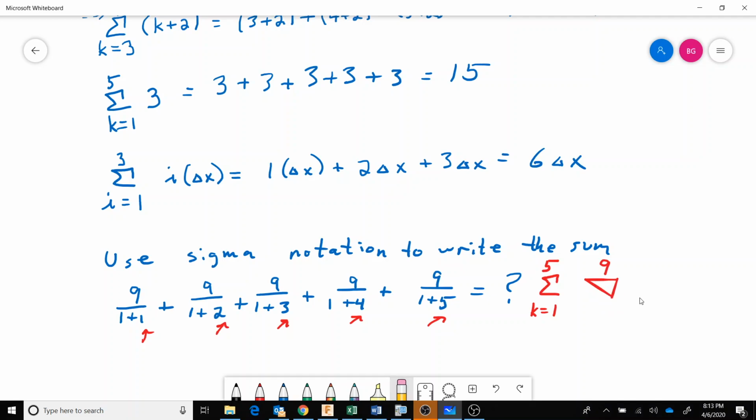I got a triangle there, and I don't know how I got that. Let's see if I can get rid of that. Okay, there we go.